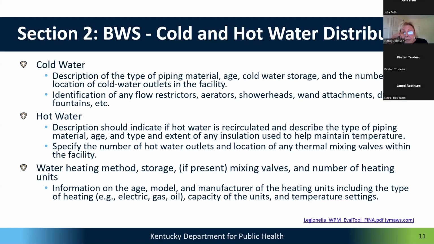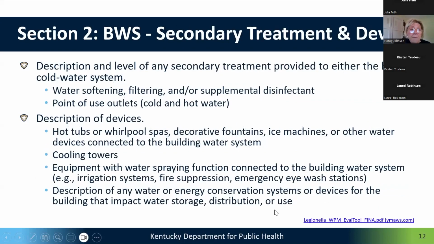So we want to know, tell me about the age, model, and manufacturer of the heating units. Are they electric, gas, or oil? It depends on how hot you can get it and different aspects to it that makes it more risky for Legionella. What is the capacity of the units and what are the temperature settings? You need a description still within here of any secondary treatment, water softeners, filters that are put on if they're at point of use or otherwise, and do you have a supplemental disinfectant treatment? Put that all in the description, because that's what is being looked for in an appropriate water management plan.